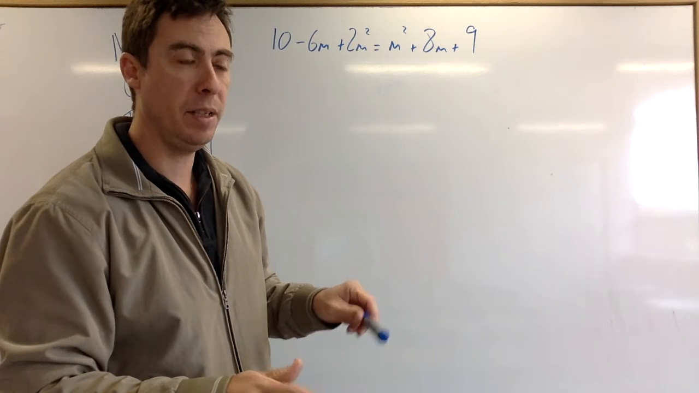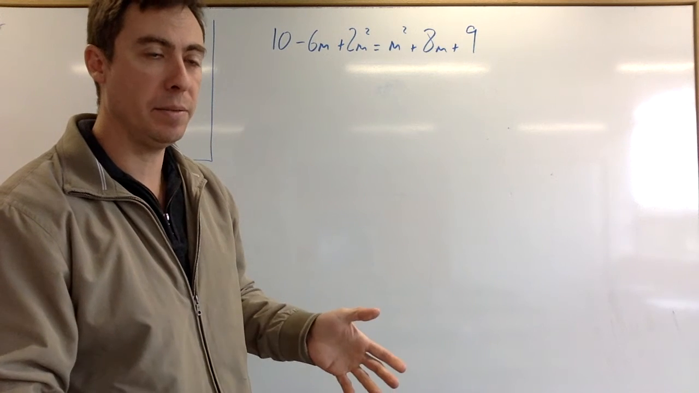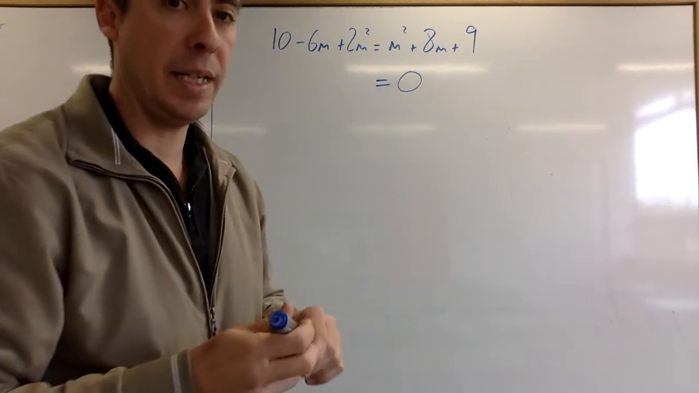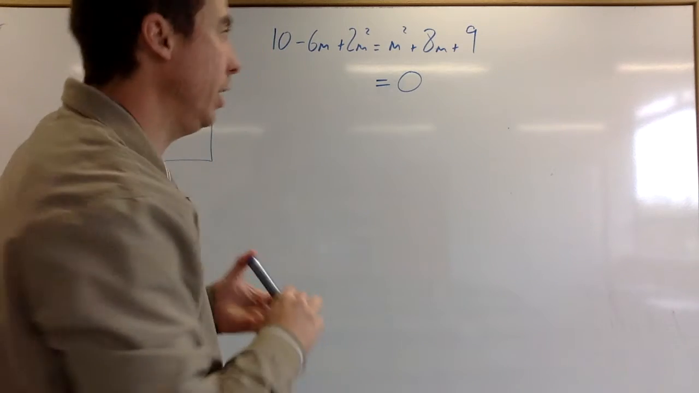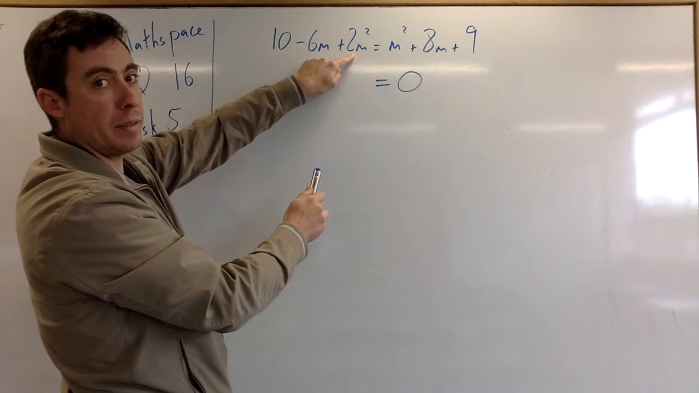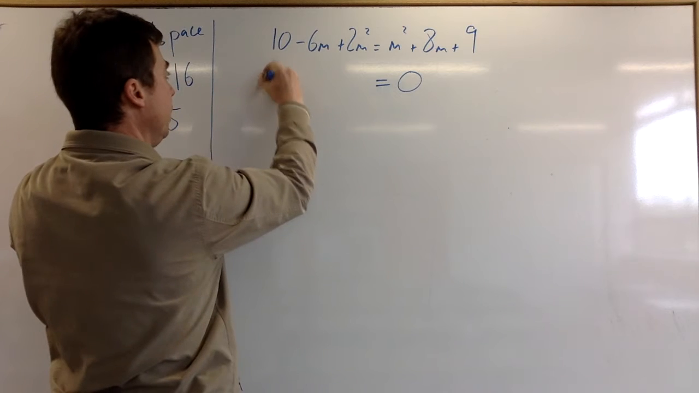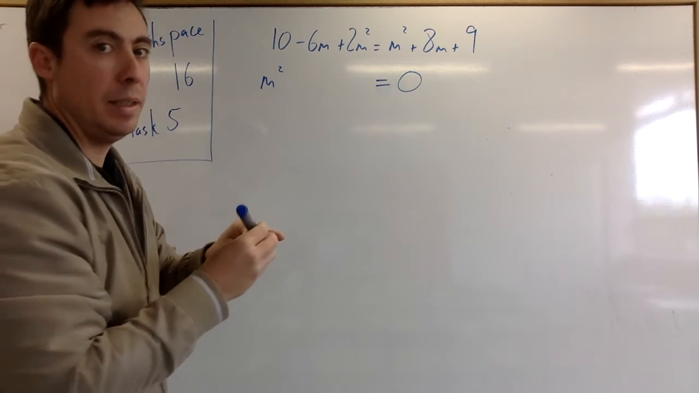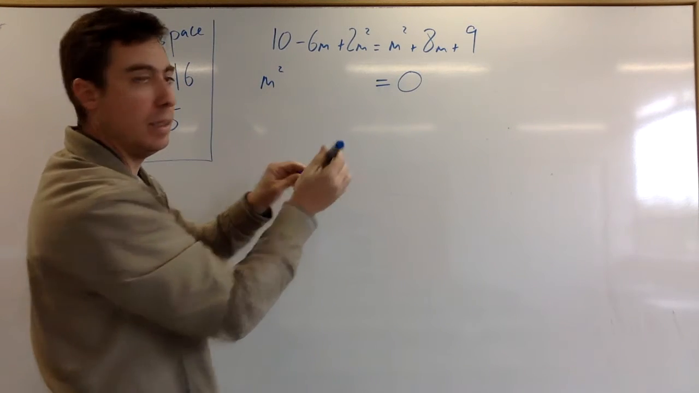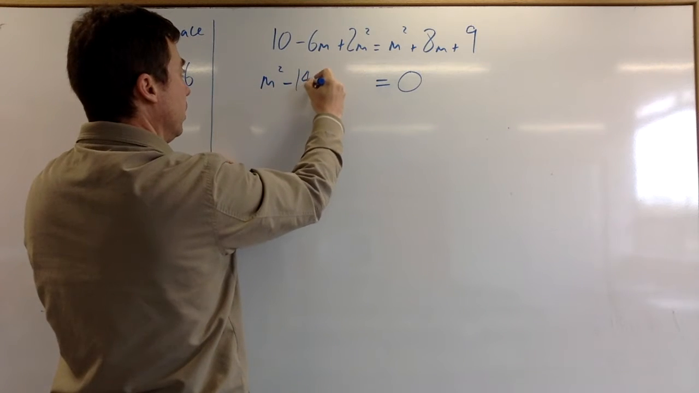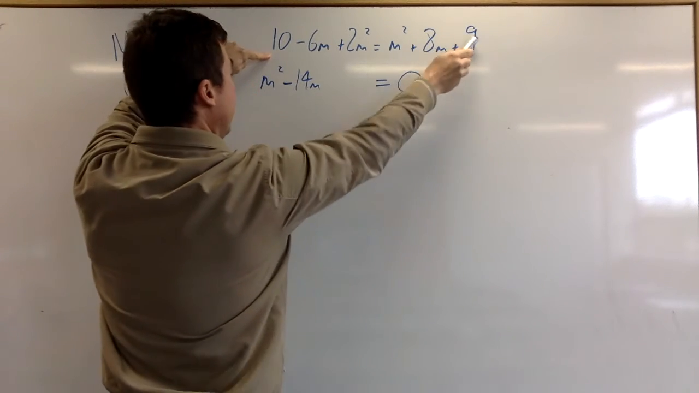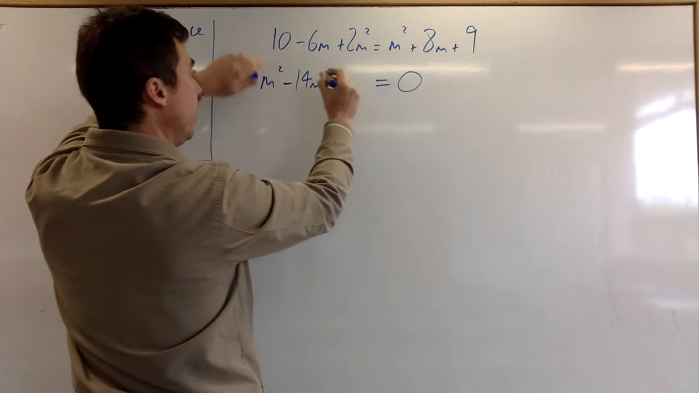The first thing I'm going to do is make this equation equal to 0, as we've been doing in class. So with 2m squared, I'm going to minus m squared from both sides to be left with a single m squared. Let's get rid of this 8m, so we can minus 8m. We've got to minus it from this side as well to maintain our equality. And then let's minus the 9 away, so we're left with 0. So I've got to do that on both sides. 10 minus 9 is 1.